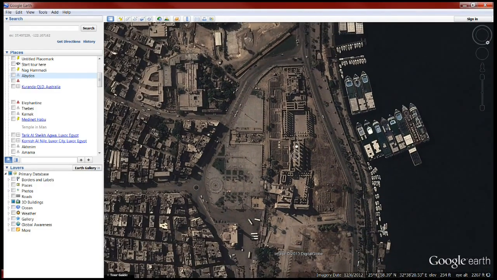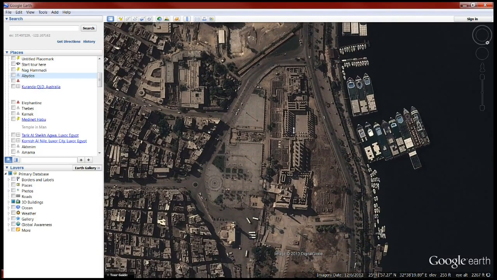Because you're getting a map to begin with. It kind of tells you the whole layout before you begin. And from there, you move up and down the Nile.